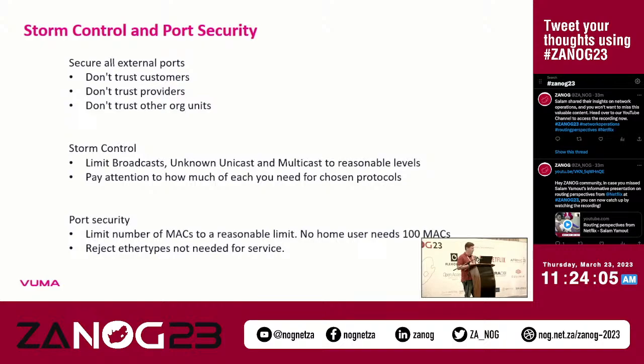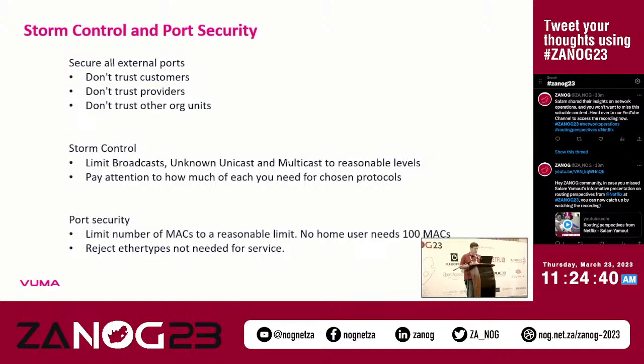Storm control and port security, related again. And again, to the point, don't trust anybody. Assume that your neighbors, the people you connect to, the people you interconnect with, your customers, your providers, even other organizational units within your business. If you're the ISP department and your IT department is now a separate team, just don't trust them. Not because they're implicitly bad people, but everybody makes mistakes. Put the safety nets in place so that you're not going to get taken down by a mistake that somebody else makes.